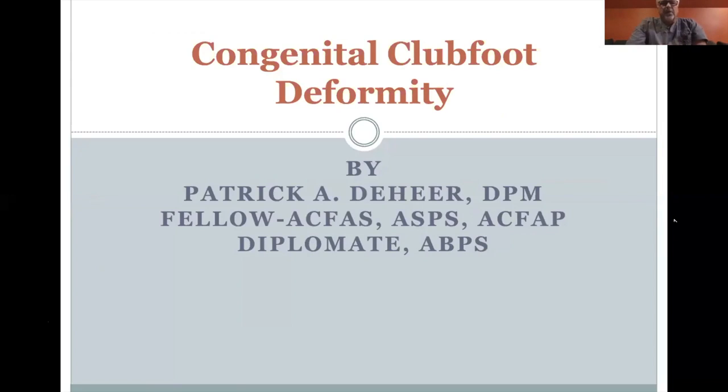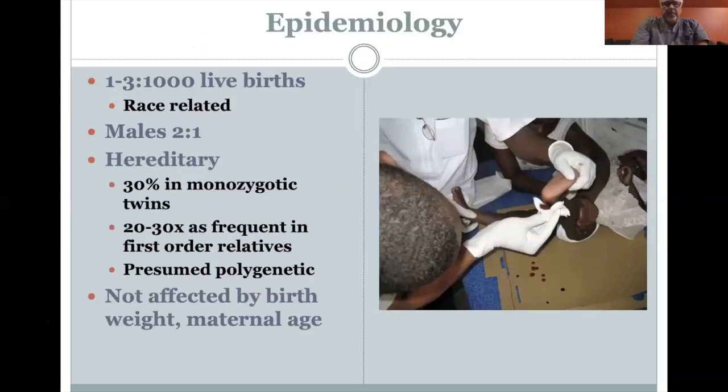So we're going to talk about congenital clubfoot deformity. Clubfoot affects about 1 to 3 per 1,000 live births. It is definitely race related. Certain races are a little more affected than others. Caucasians are about 1 per 1,000, African descent about 2 per 1,000, and Asian descent can be a little higher at 3 per 1,000.